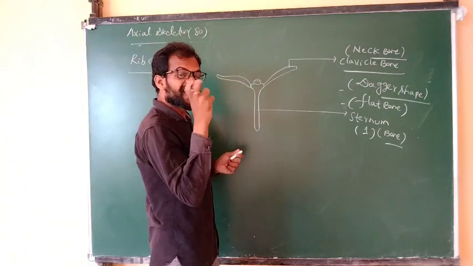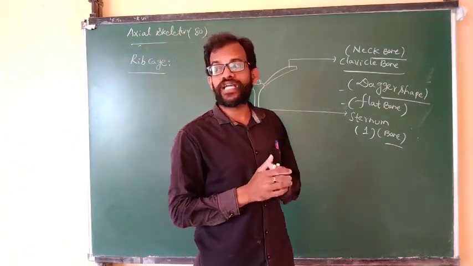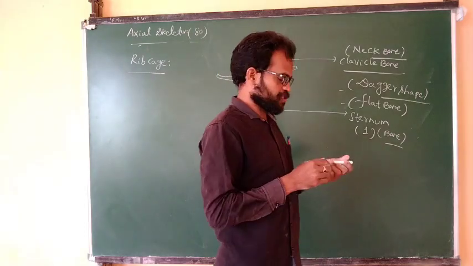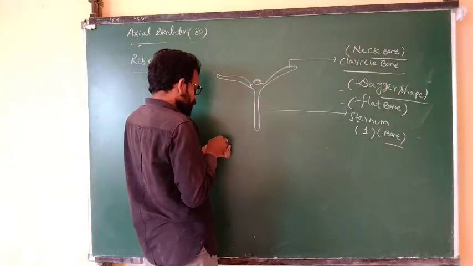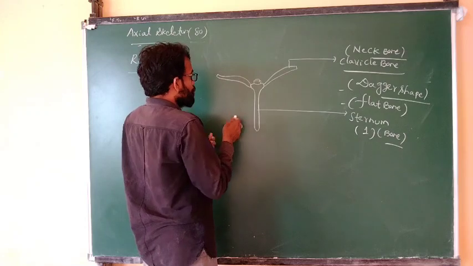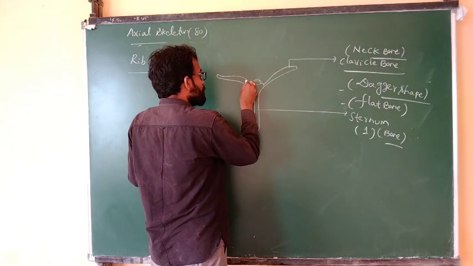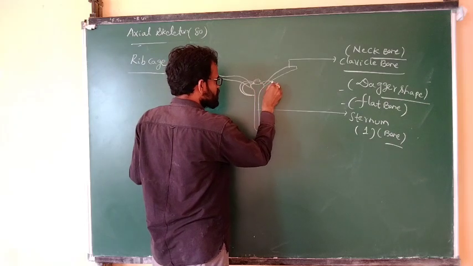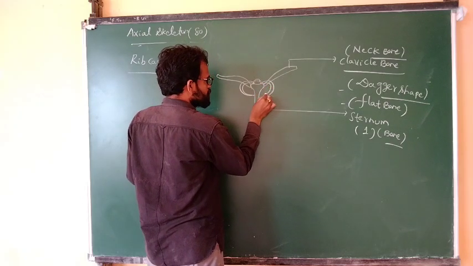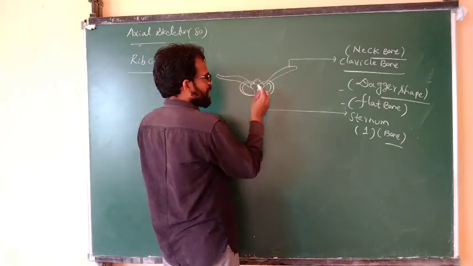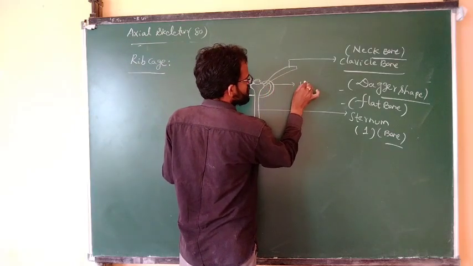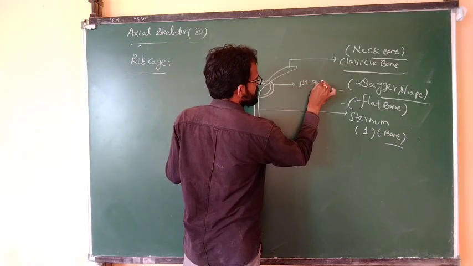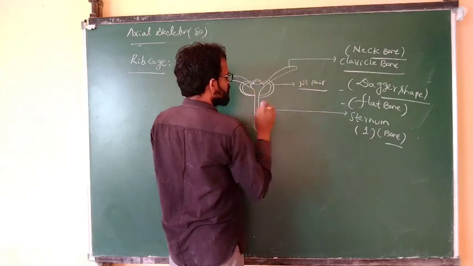If you observe the ribs, how many ribs are present? 12 pairs of ribs. It is the first pair.